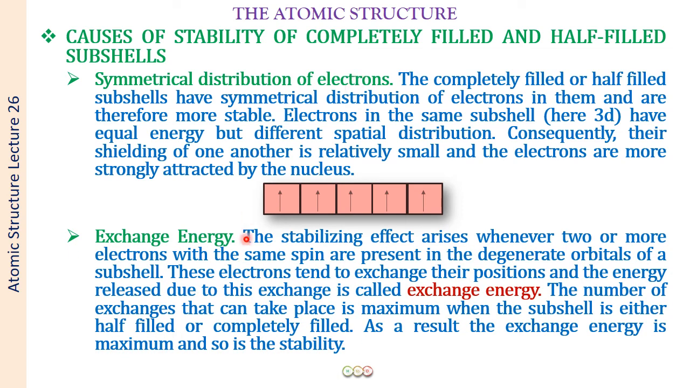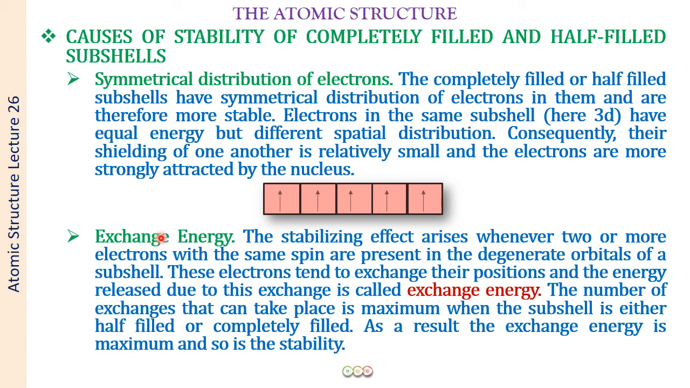So this, I hope the diagram is clear to you. They are in a different spatial arrangement, hence less of a shielding effect, less of electronic repulsion, and hence more of stability. The other cause for stability is exchange energy.